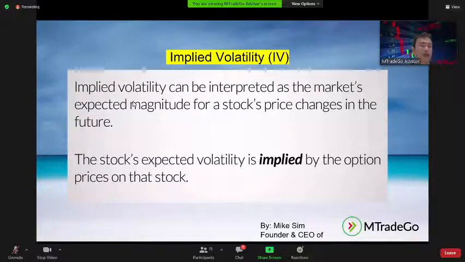Let's say you are worried. You can buy a put, especially for this or next week, to protect your position, because you know certainly the market will be volatile. Why? Because of the earning season, followed by the presidential election result. These two events are enough to determine that the implied volatility is very high already. Implied volatility can be interpreted as the market's expected magnitude of the stock price change in the future. You know what I mean or not?